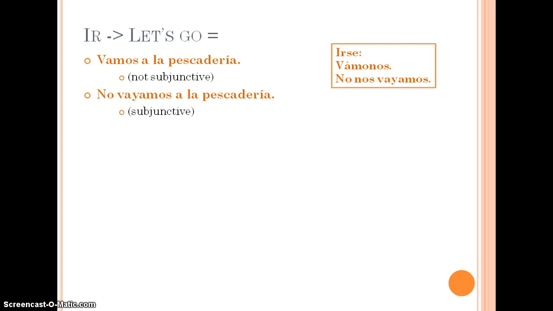Irse, that reflexive, works the same way. When it is affirmative, vámonos. When it's negative, no nos vayamos. And we're going to talk about object pronouns right here.